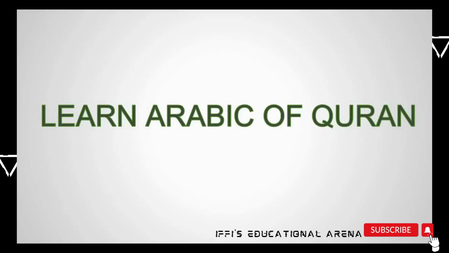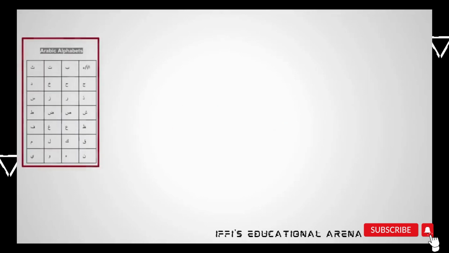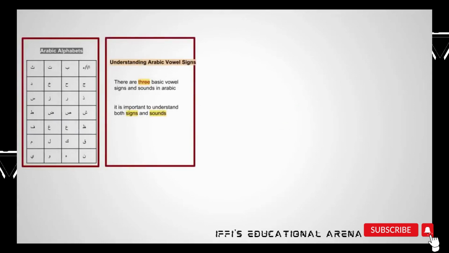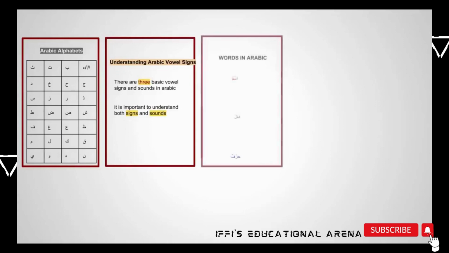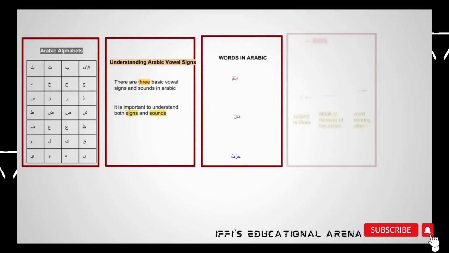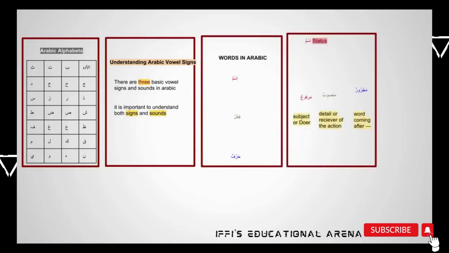So far we have learned, we're slowly building our house of Arabic, slowly putting some bricks together to build our house. So what have we learned so far? We learned about the Arabic alphabets. We've learned about the vowel signs, how the signs and sounds are produced in Arabic. We've learned about the different words in Arabic: ism, fi'al and harf. We've learned the ism status: marfu, mansub and majroor.